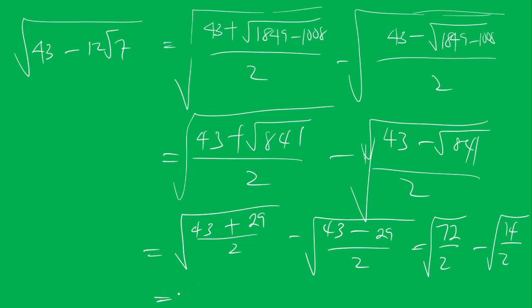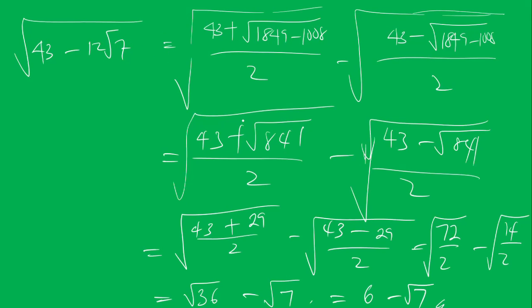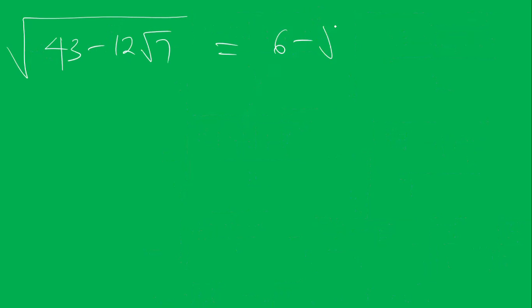So this value now gives us the square root of 72 divided by 2, which is the square root of 36, minus 14 divided by 2, which is the square root of 7. The square root of 36 is 6, minus the square root of 7. So the final answer: the square root of 43 minus 12 square root of 7 is equal to 6 minus the square root of 7.